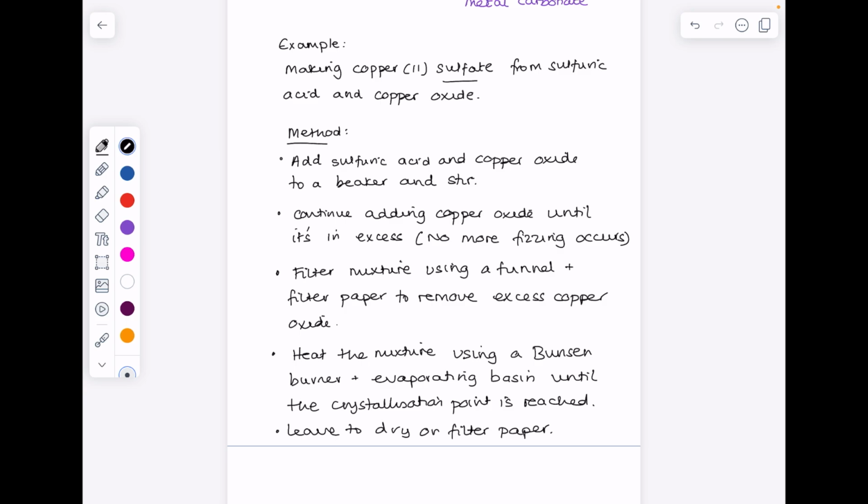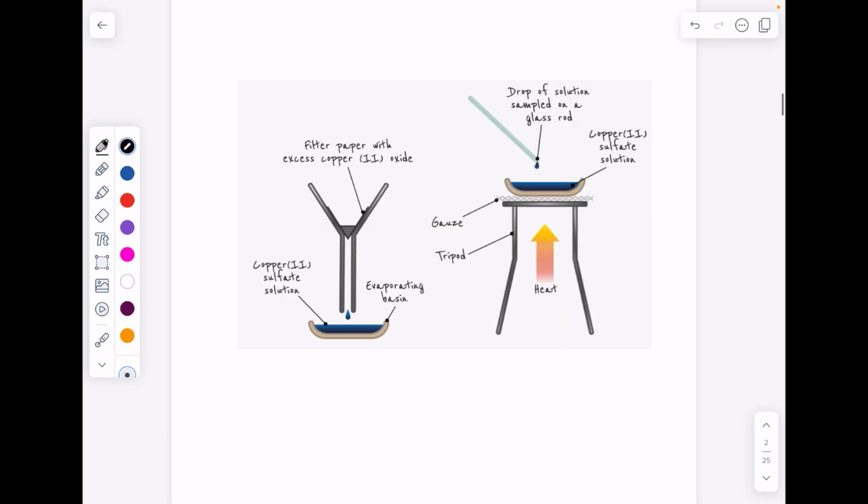So zooming out, here's my detailed method as to how I'm making copper 2 sulfate from sulfuric acid and insoluble copper oxide. I just want to show you the apparatus. So we've already reacted our copper oxide together with our sulfuric acid. We've made sure the copper oxide is in excess, so then we're using the filter paper and the funnel to remove any unreacted copper oxide, leaving us with a saturated copper 2 sulfate solution, which we've placed in an evaporating basin. This gets put on top of a wire gauze on top of a tripod, which has a Bunsen burner underneath. We're going to use that Bunsen burner to heat our solution in order to evaporate some of the water to reach that crystallization point. And then our last step is to leave those crystals to dry.